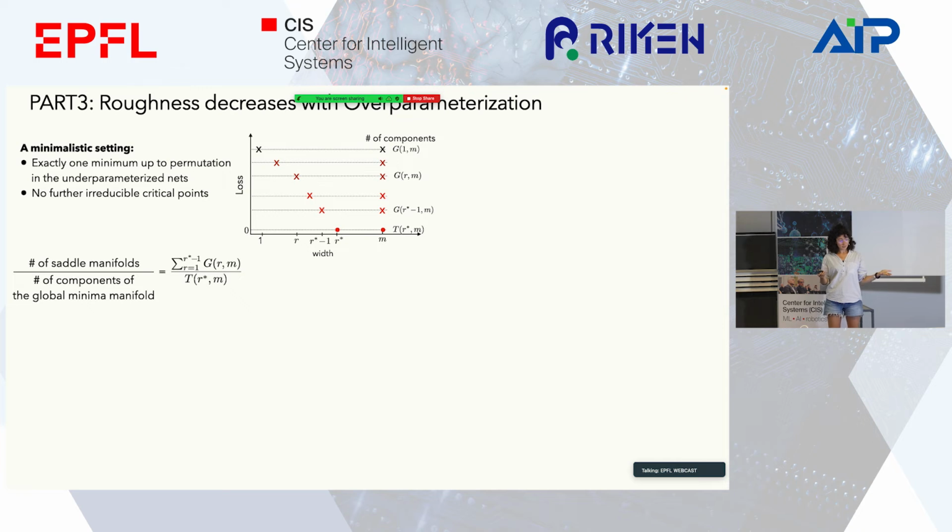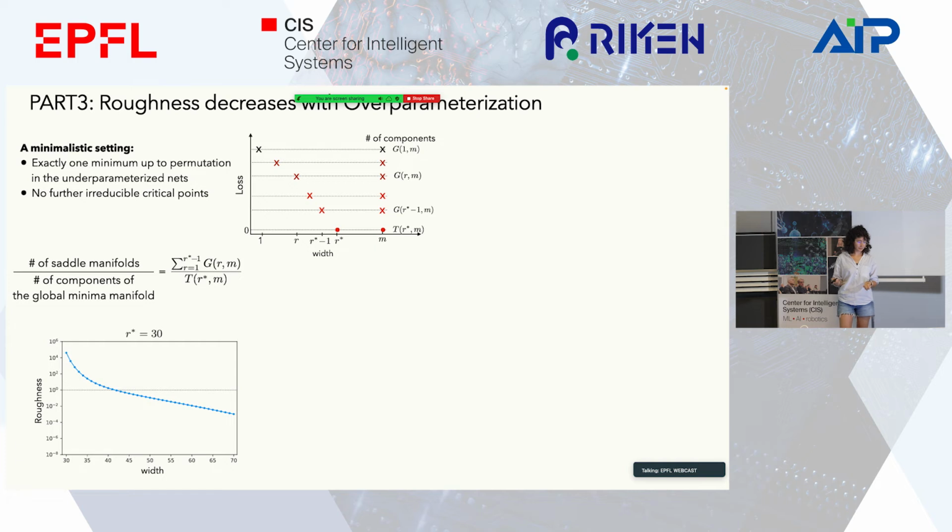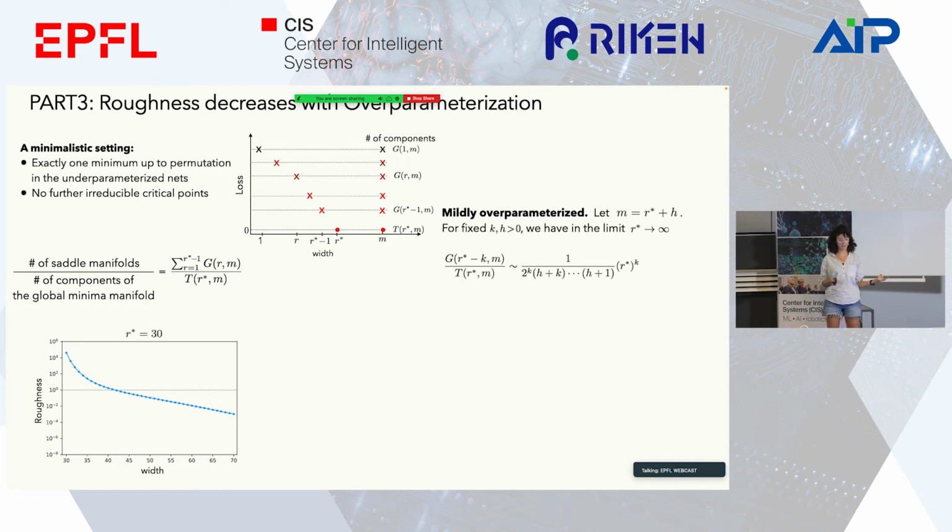So the roughness, now I can explicitly, quantifiably express the measure of roughness. And first I'm going to plot it for a particular value of R star, let's say 30. And as we see, this roughness value decreases with overparameterization. But it's not unique to R star equals 30, because I have some limits.